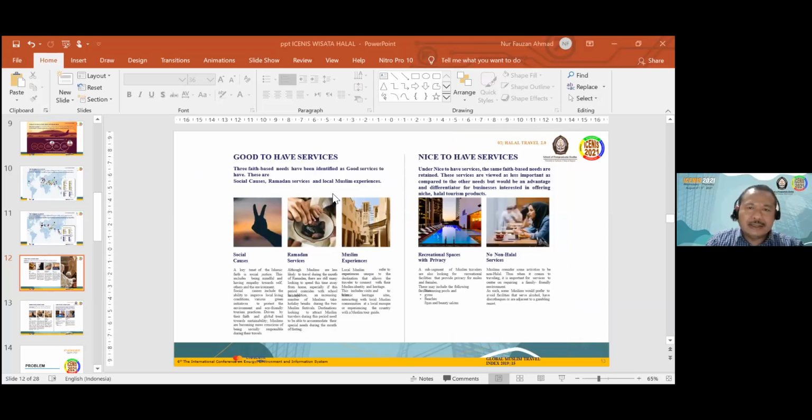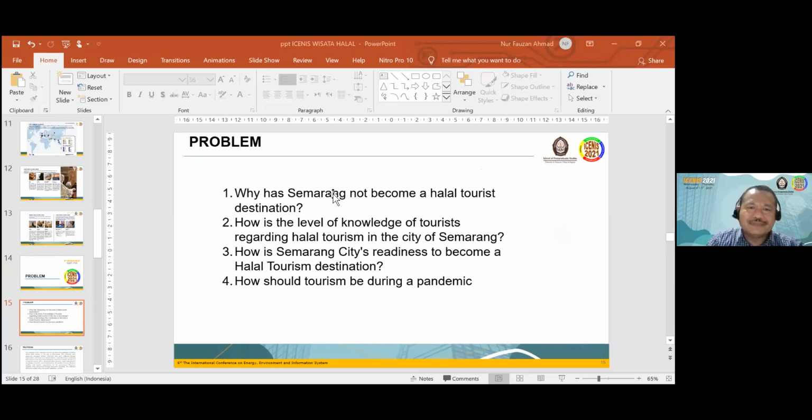Okay, the problem is, why has Semarang not become a halal tourism destination? How is the level of knowledge of tourists regarding halal tourism in the city of Semarang? And how is Semarang city's readiness to become a halal tourism destination? And how should tourism be during the pandemic?